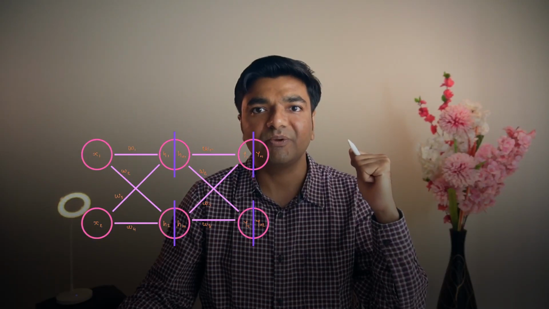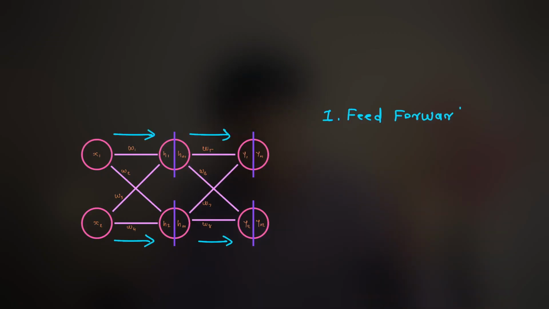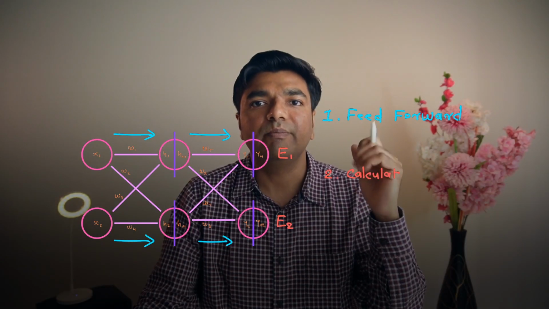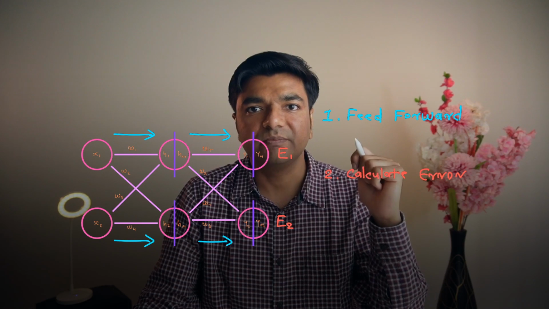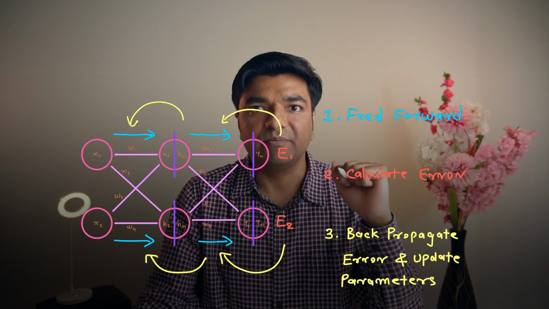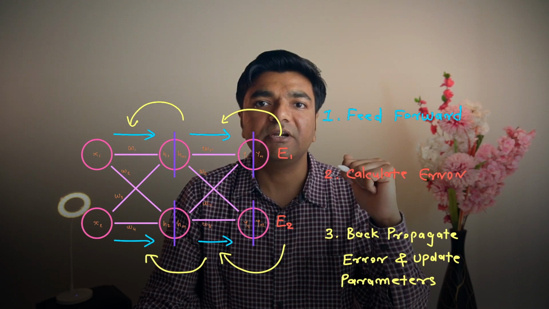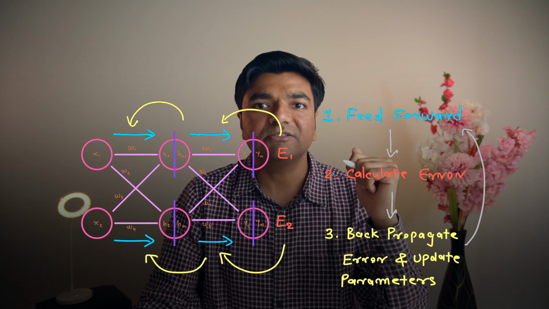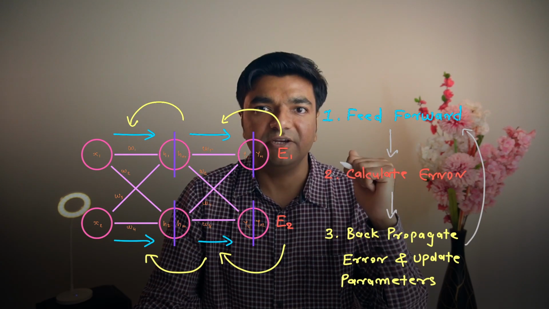Backpropagation is the most important algorithm in neural networks. And let's understand how backpropagation works. The first step is feed forward, where predicted values are calculated based on the initial assumptions. The second step is to calculate the error by comparing it with actual answers. And the third step is to backpropagate that error and update the parameters. And this process gets repeated until we find optimum parameters and negligible error. Let's understand this process in detail with the maths behind it.